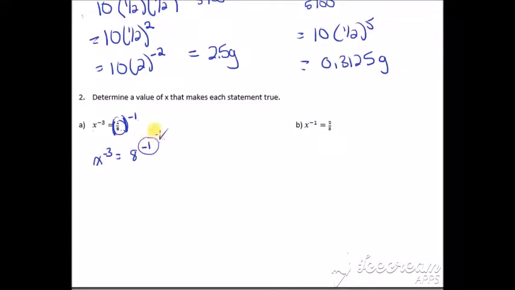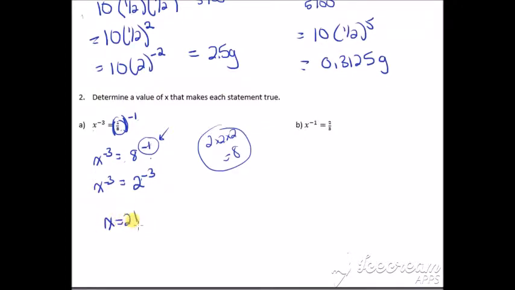Now we have to know what makes this true. How can we get a 3 up here? Well, what to the negative 3 will be equal to 8? If you think about this, 2 times 2 times 2, 2 and 2 is 4, 4 and 4 is 8, right? So if we have 2 to the negative 3, that would be equal. So in other words, x equals 2.